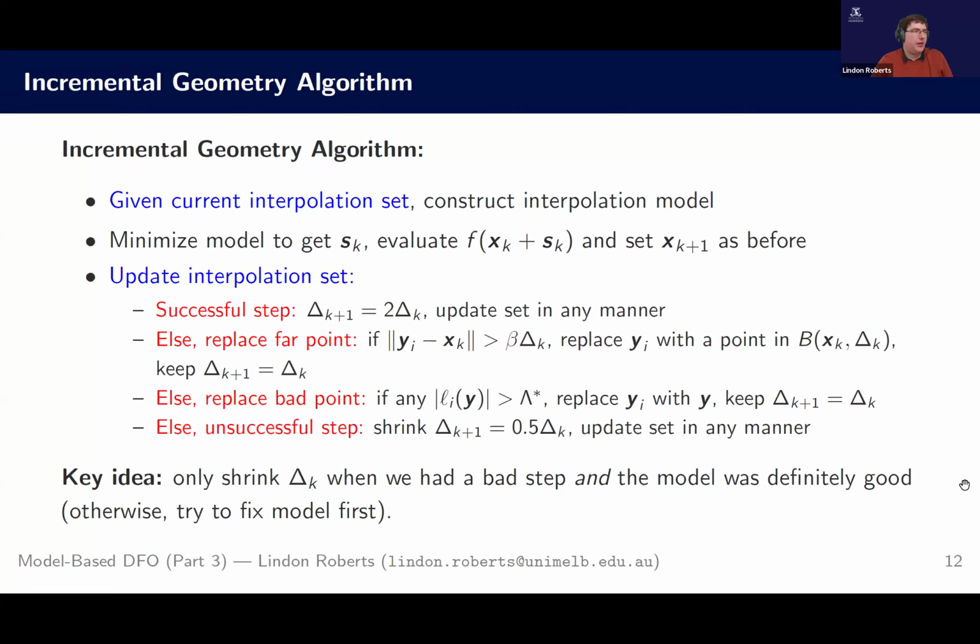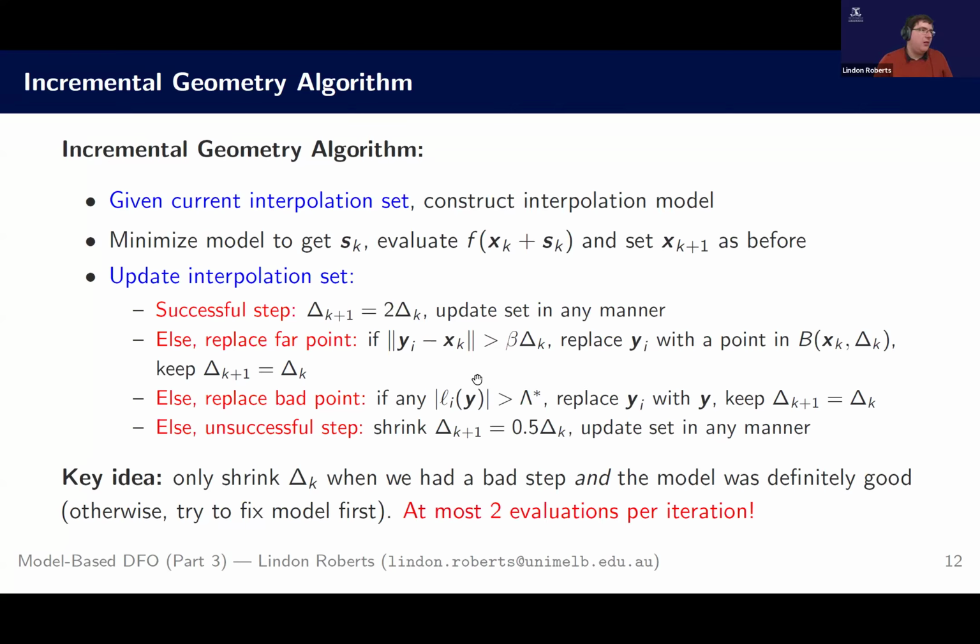And the important part of all of this is on successful steps, it doesn't matter what we do because we're very happy with what's happening. If things are going badly, we first try and improve the model and we only shrink delta. Remember, delta has this really important role in model-based methods. We only shrink delta if we had a bad step and we know the model we used was good. If the model was bad, we always try and fix that first before updating delta k. That's how this algorithm works.